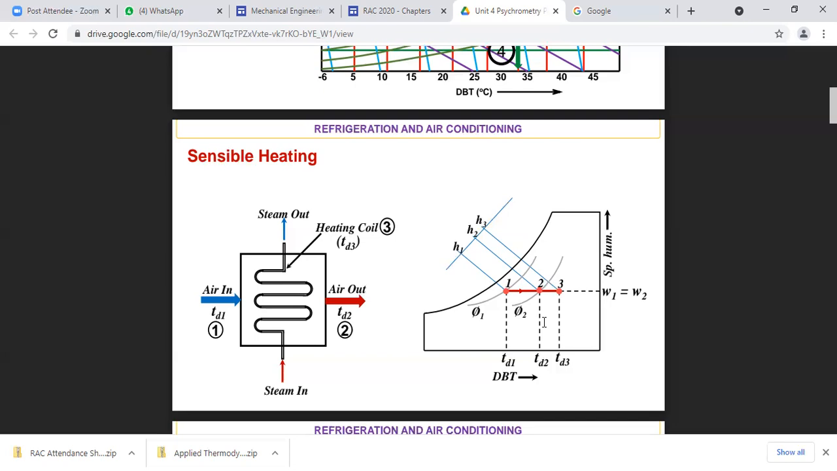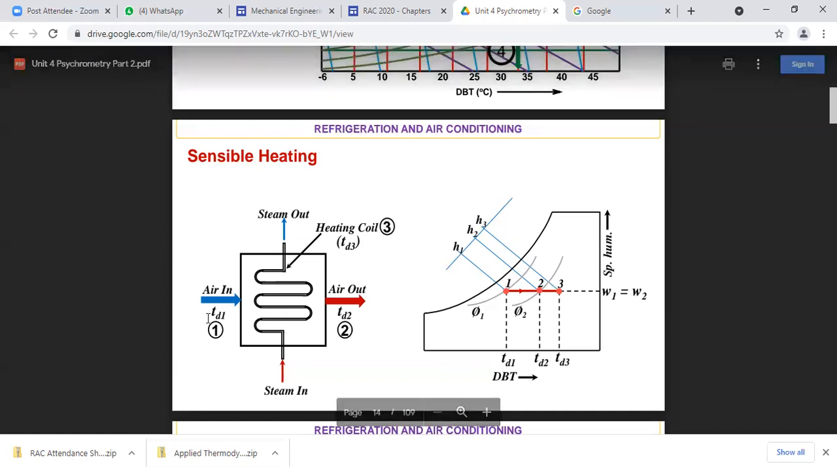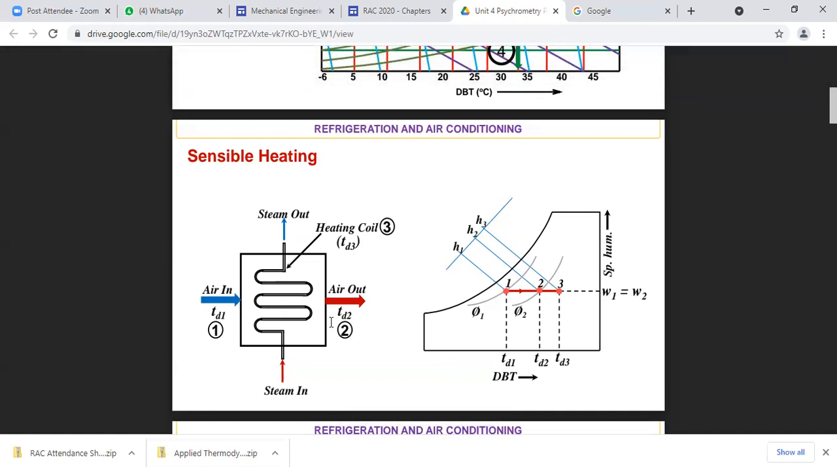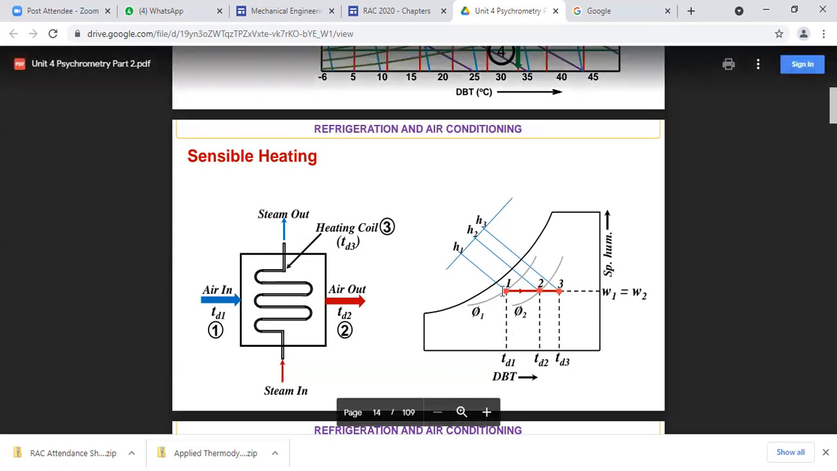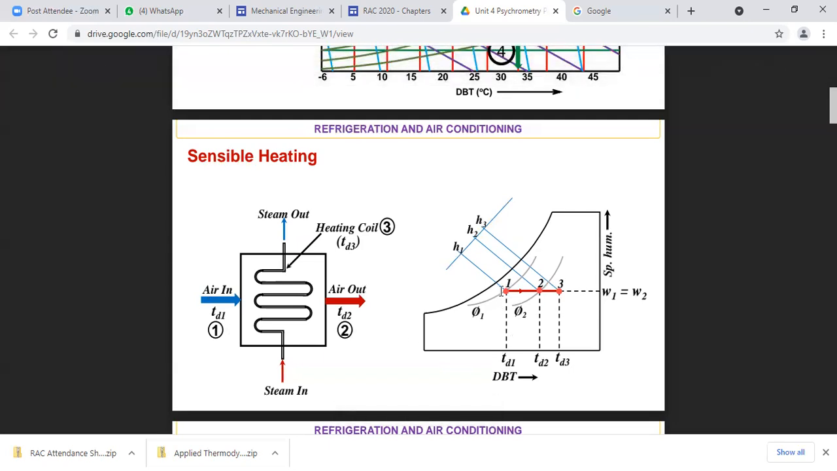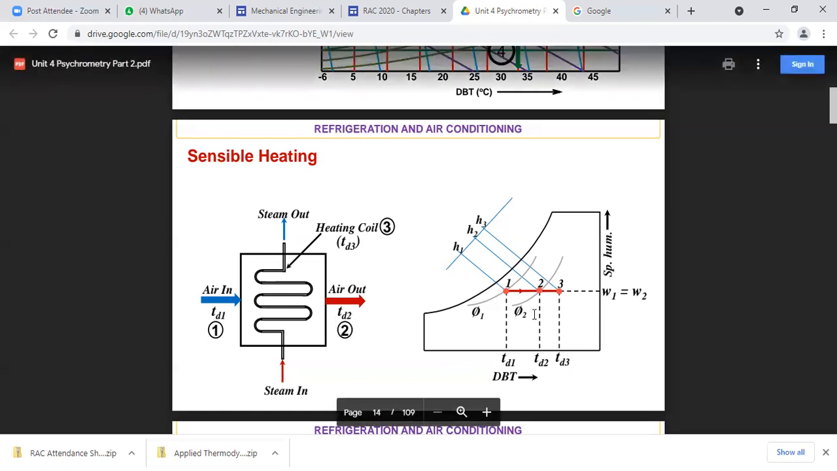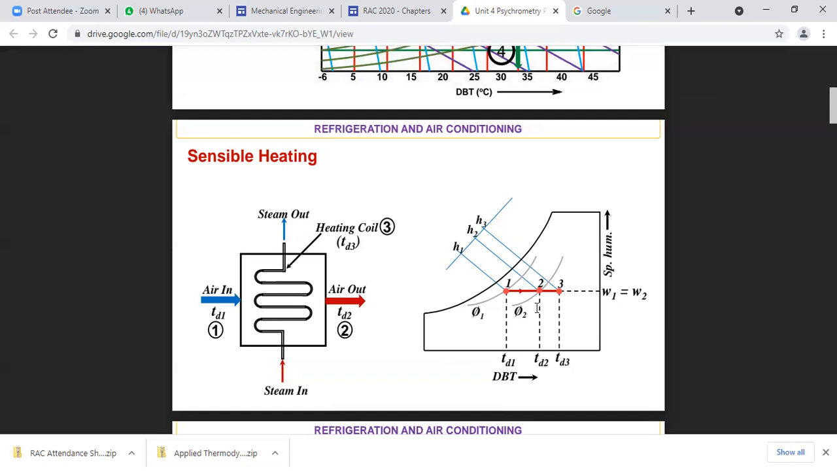So this explains the relative humidity in early morning is high but decreases as the day goes on. So the heating is usually done by electrical resistance. You can observe here air is coming in, and at TD1, that's what we have plotted over here, point 1 with enthalpy, and it comes out at point 2 at TD2 over there.